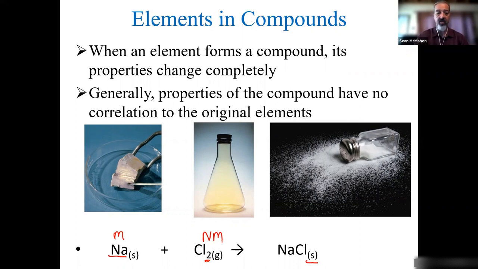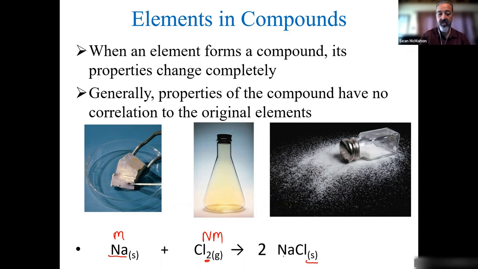Now, we've also learned about the law of conservation of mass. I can't create or destroy matter. I can only move it around, break bonds, and form new bonds. So I have to balance this. The reason why I put a coefficient of 2 here is that I have 2 chlorine.